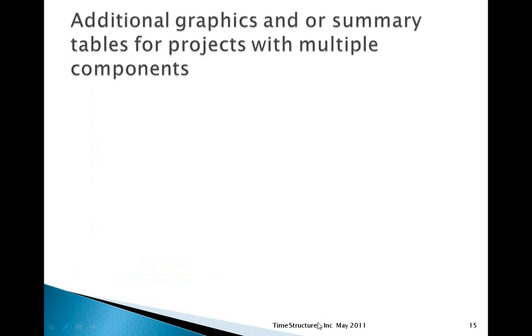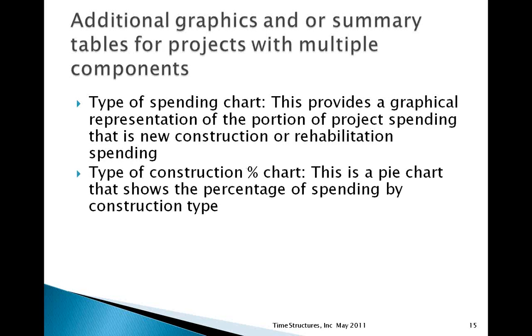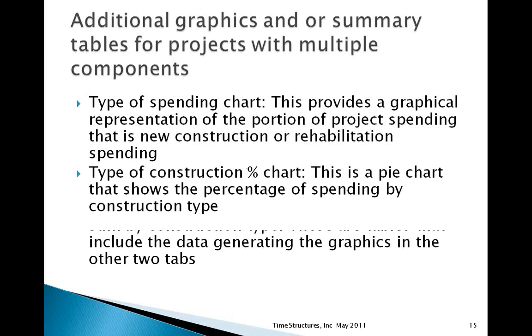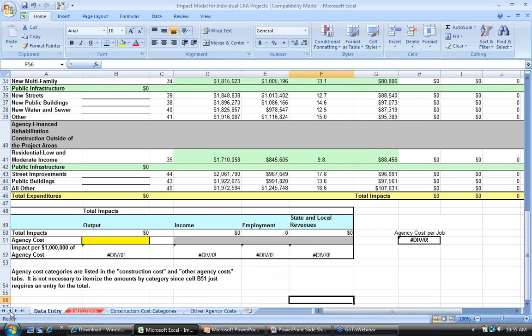Okay. Now, there are also some additional graphics which you might find useful for doing reports. There's a type of spending chart. Looks at division between new construction and rehabilitation spending. And the type of construction percentage chart, it's just a pie chart. And sum by construction type, which are tables. So go back and look at those tabs, and those are on the far left.